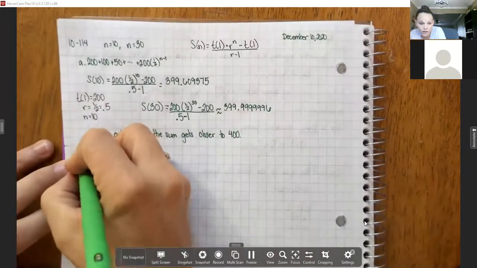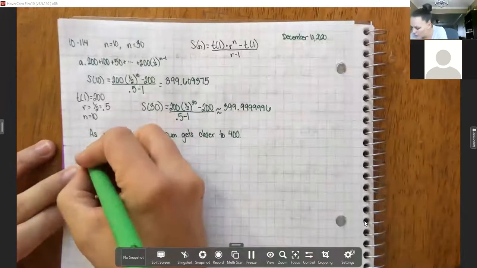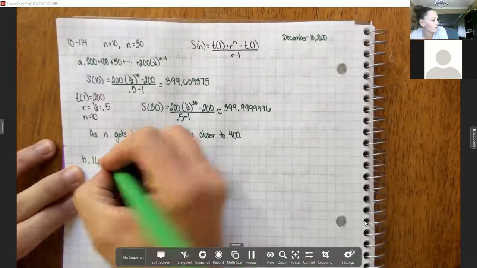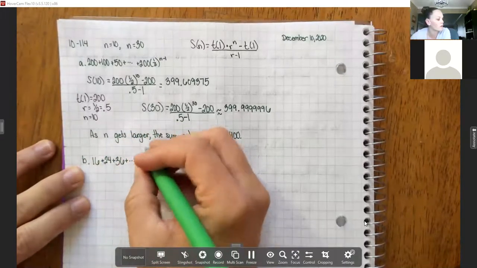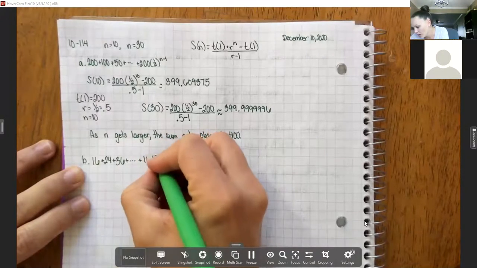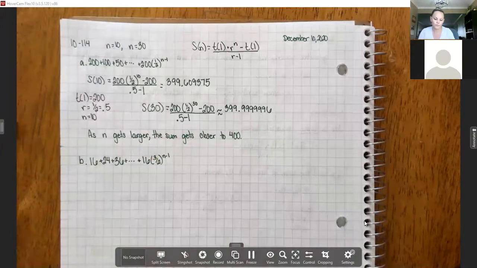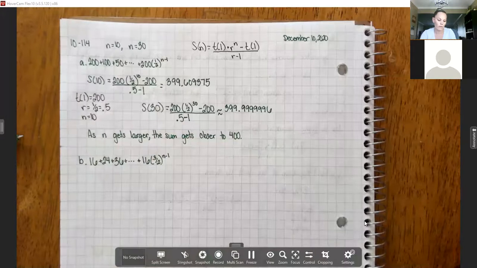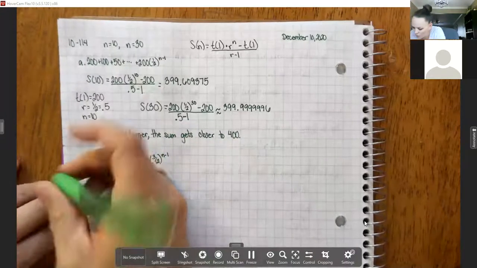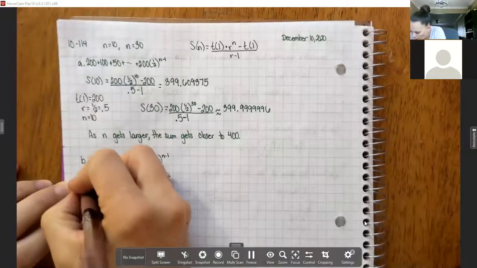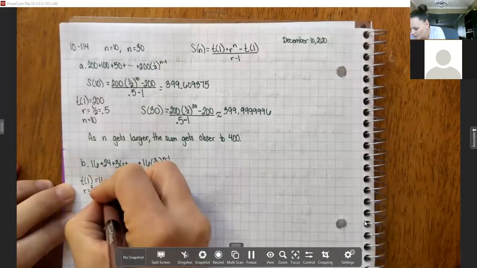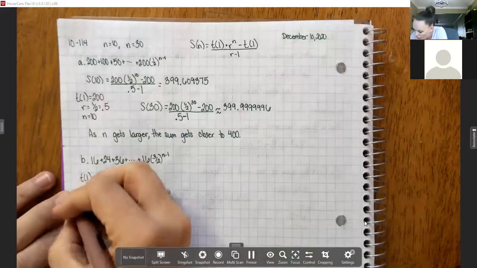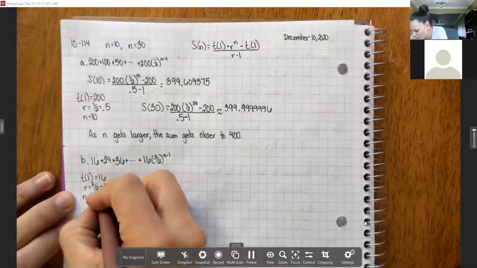And then for B, it's 16 plus 24 plus 36 plus ... all the way to 16 times 3 halves to the power of n minus 1. So T of 1 is 16, R is 3 halves, and if you want to make that a decimal to type it into your calculator a little easier, you can. And we're going to do n equals 10, and then we're going to do 30 the second time.